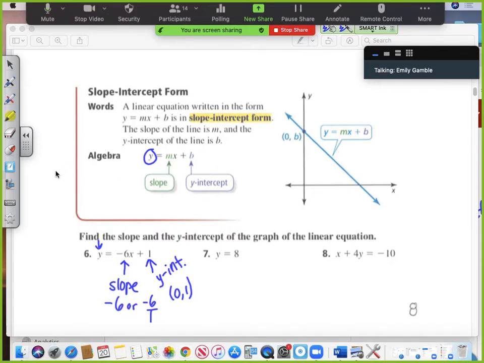So in number 7, it wants you to state the slope and y-intercept. This one's a little bit different, so I want you to try this one. And number 8 is way different because this one is not currently in slope-intercept form. To take an equation and put it into slope-intercept form, you have to solve it for y first. So number 7, work on that. Number 8, work on that. And then we will go over it and call it a day.